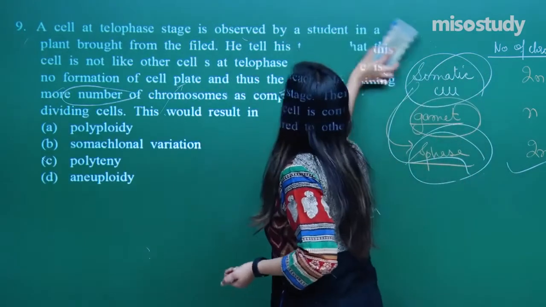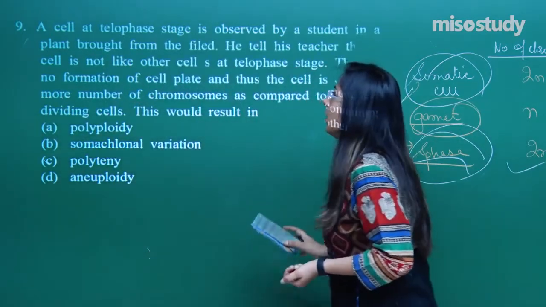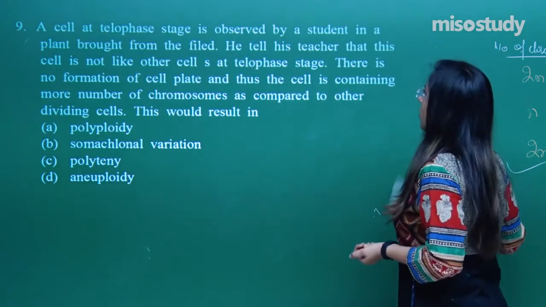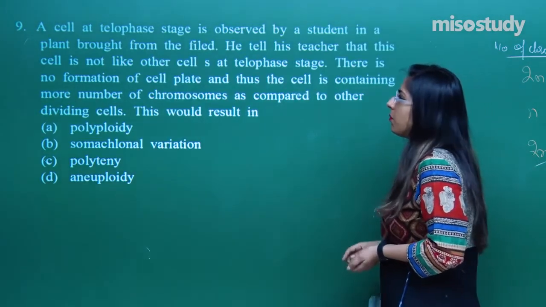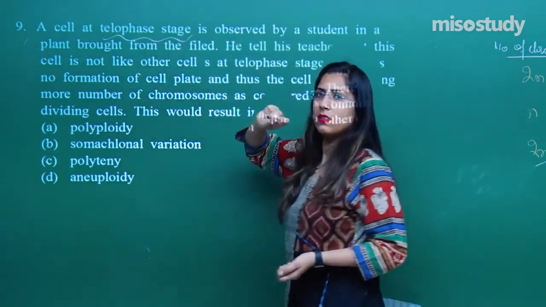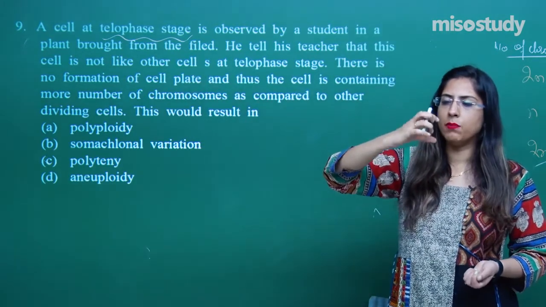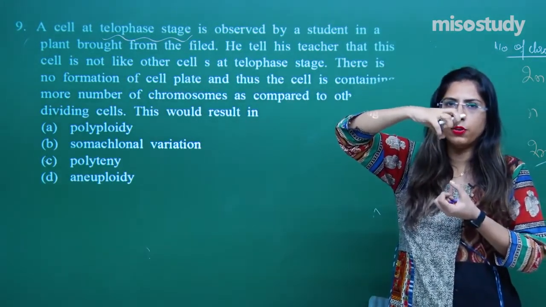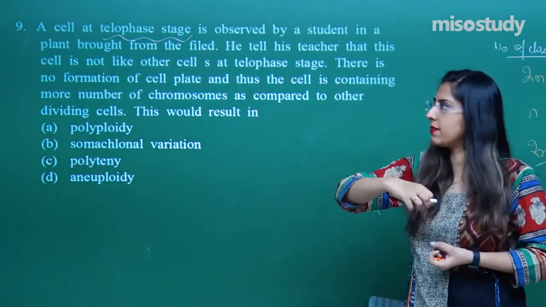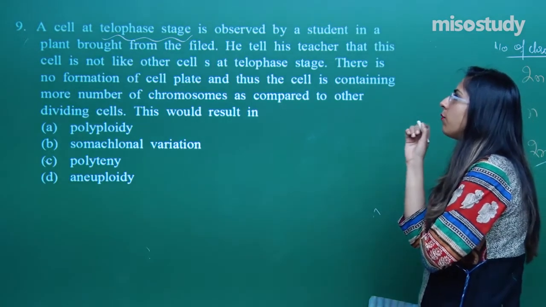So let's look at the next question, question number 9. A cell at a telophase stage is observed by a student. That means which stage? Telophase stage. In telophase, the movement of chromosomes has occurred. Now it's time for the formation of the nuclear membrane, the nucleolus, endoplasmic reticulum, etc. Observed by the student in a plant brought from the field.